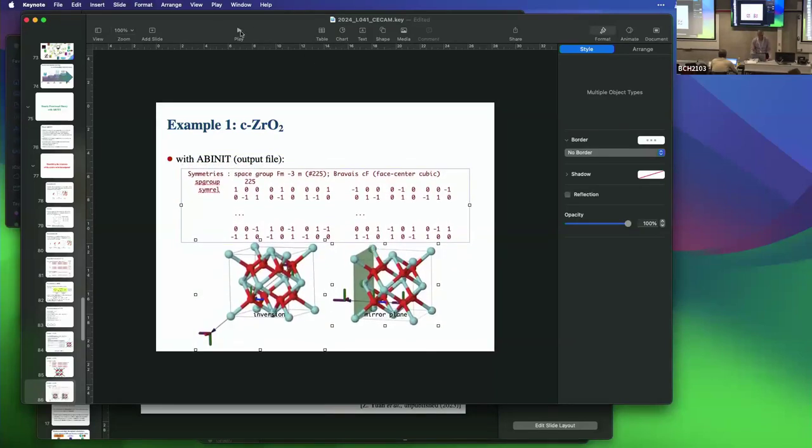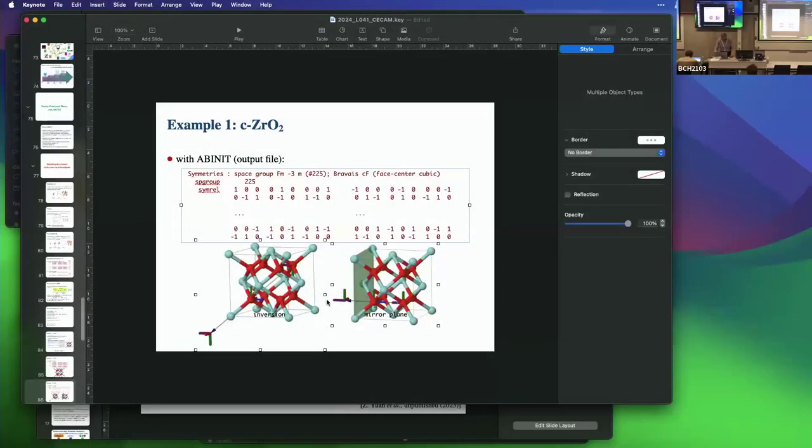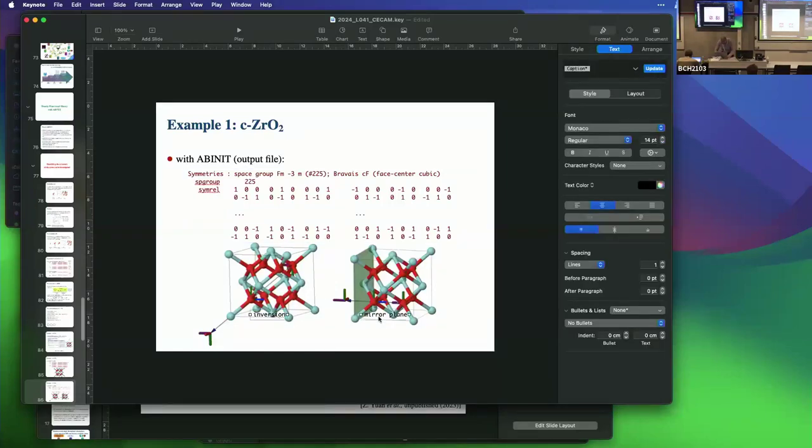There you go. So if you enter that input to Abinit, in the output file, you will find that the code has found that it's Fm-3m, that is the space group 225, and it will give you the list of all the symmetries, okay? And so you have the identity here, for instance, 100, 010, and 001. This is an inversion symmetry, okay? And you can visualize them with different tools.